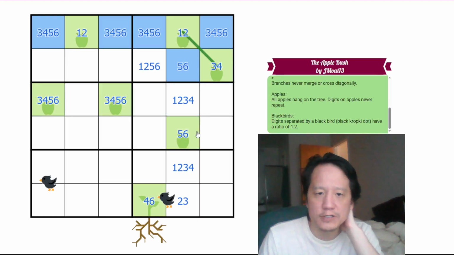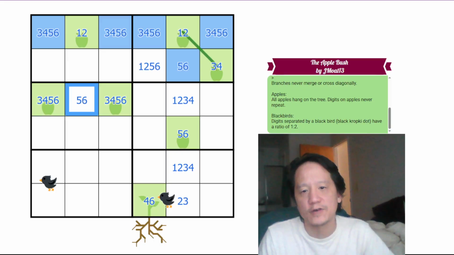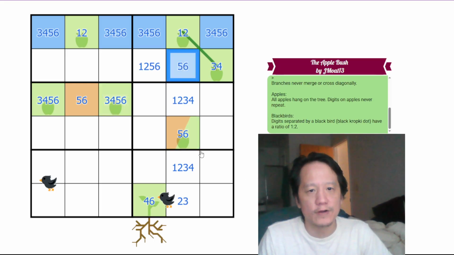Where is this digit in this box 3, essentially? It cannot be the apples because, again, there are no repeats in the apples. So this must be the other 5, 6. So we're going to mark that as orange, I guess, and that would be the other orange. This then is the other 5, 6. We're going to mark that as yellow. So this is the yellow one.